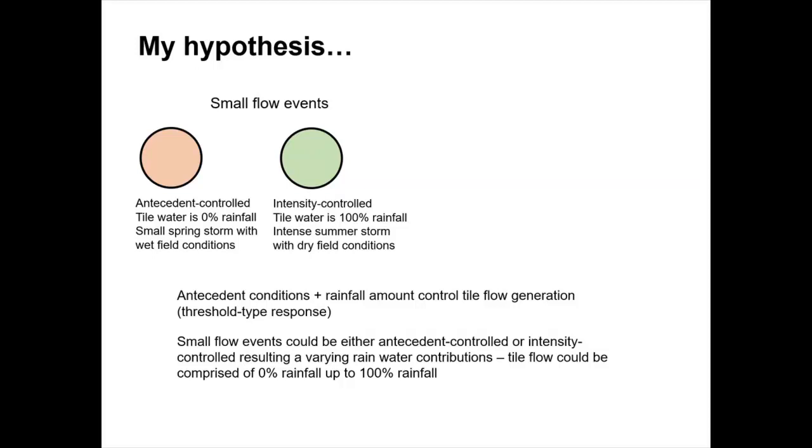But on the other hand, we could have the condition during the summer where it's dry, we get a heavy, intense thunderstorm, then preferential flow could theoretically be 100% of tile flow for these small events.